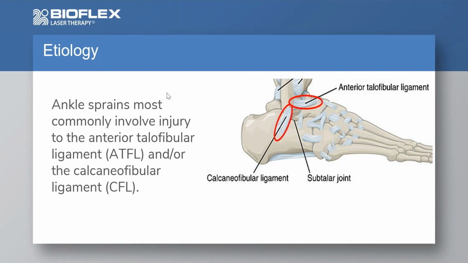So most ankle sprains, as you probably are aware of, involve the lateral complex of the ankle, specifically the anterior talofibular ligament and/or the calcaneofibular ligament, attached to the lateral malleolus, to the calcaneus, and of course to the talus as well.